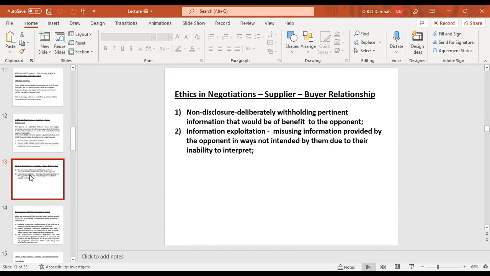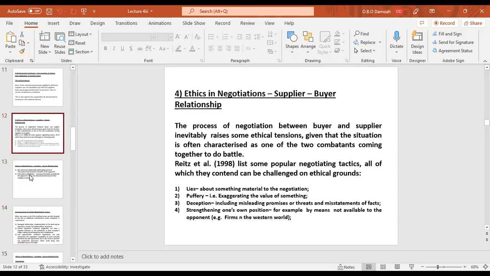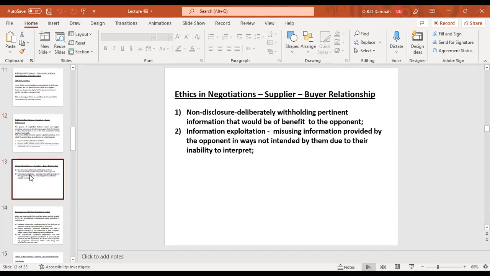Or, look, non-disclosure, deliberately withholding key information, all right? Or using information to exploit, deceiving. So, look, in the relationship between a buyer and seller, where they buy their things from, if any of this is found, we consider it as unethical.